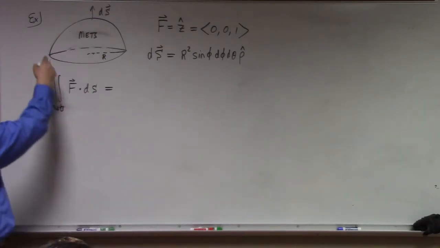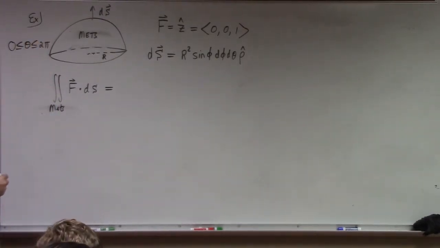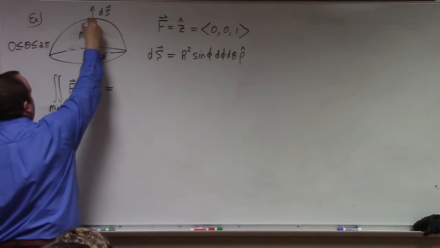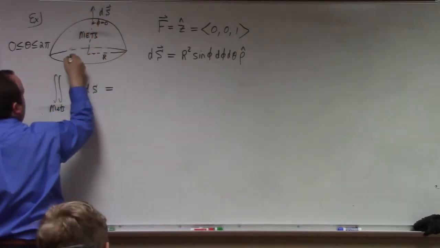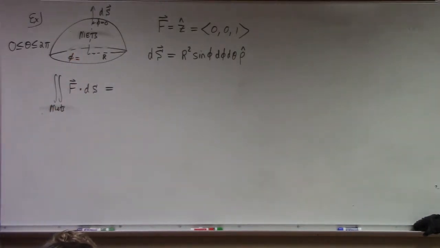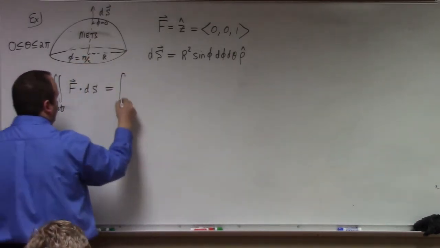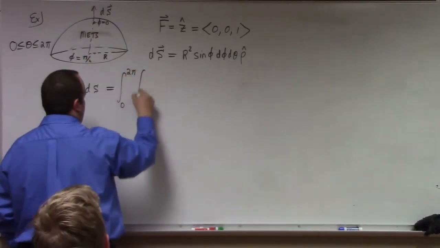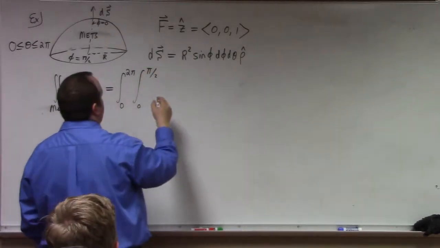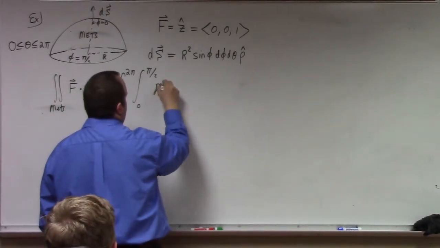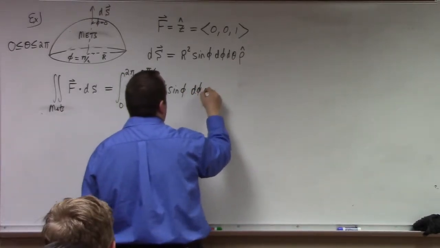So you guys tell me, I'll do the easy part. Theta ranges from 0 to 2 pi, right? How about phi? Up here we have phi equals 0. What's this base phase? Phi equals what? Pi over 2, right? So we have the integral 0 to 2 pi, integral 0 to pi over 2, and then we've got this pesky r squared sine phi d phi d theta.